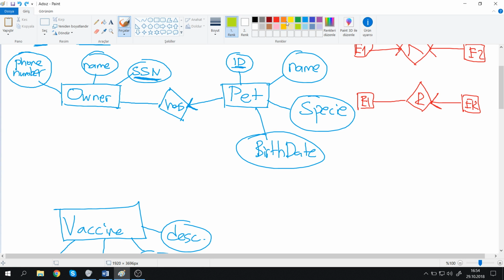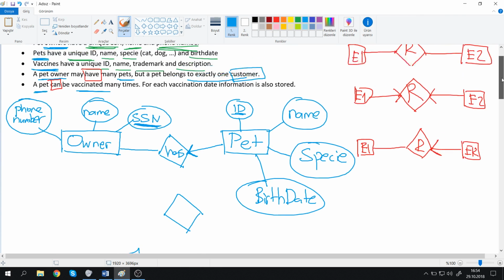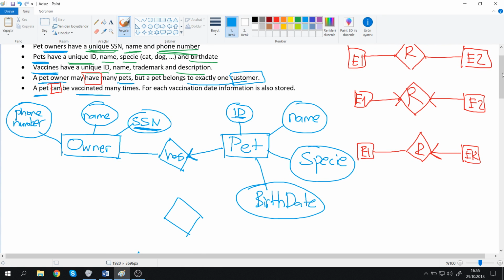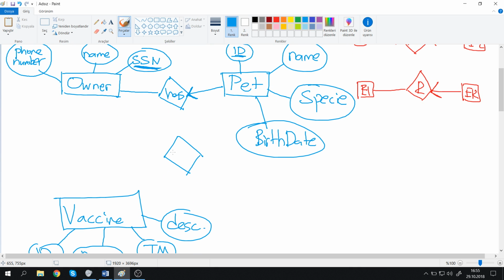We have a relation between pet and vaccine. Let's draw that. Name could be something like vaccinated. A pet is vaccinated by a vaccine. And we need to store some date information in the relation. We could store the dates. Whenever this pet gets this vaccine, we also store this date and we add it to this relation's table.